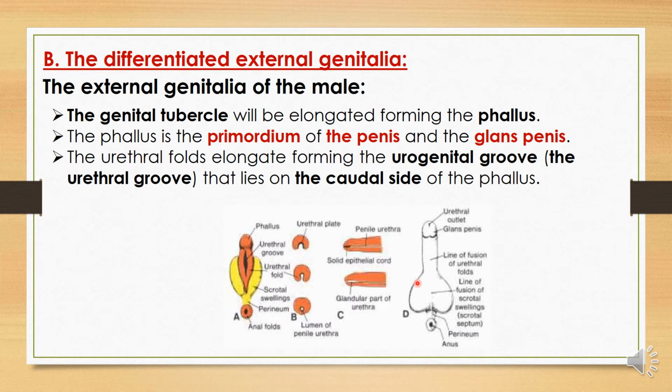Now, the differentiated external genitalia. First, of the male, the genital tubercle will elongate, forming the phallus. The phallus is the primordium of the penis and glans penis. The urethral fold elongated, forming the urogenital groove or the urethral groove that lies on the caudal side of the phallus.